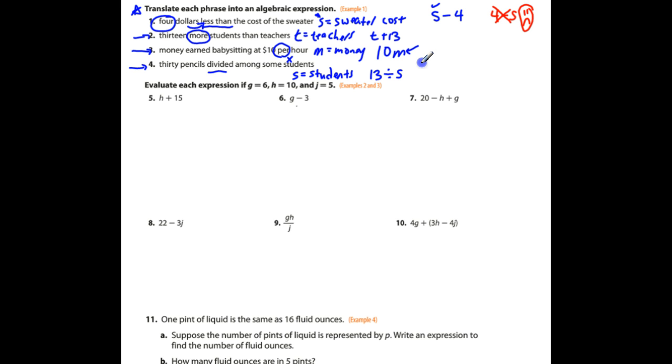Okay, that all should be in your notes. And hopefully you're able to begin translating some of these expressions from words into algebraic expressions. And then come back for part 2, and we will look at how to evaluate and use the substitution property of equality next.